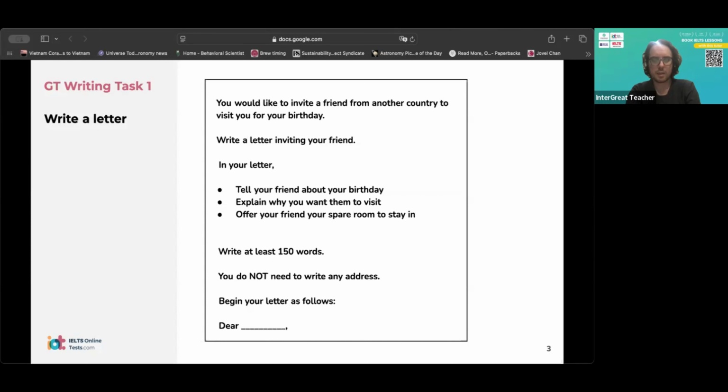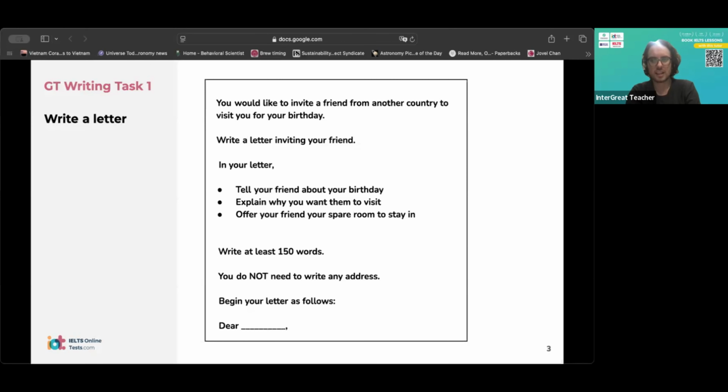In your letter, there are 3 things that you need to do. The first one being that you need to tell the person that is reading the letter that it's your birthday, explain why you want them to visit you, and offer your friend your spare room to stay. This last point is a little bit unique, a little bit different, and it's kind of interesting. You will be telling them that they're going to stay with you. You have a free room, so they don't basically need to worry about accommodation.